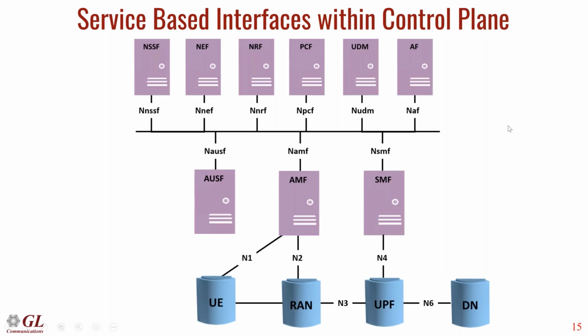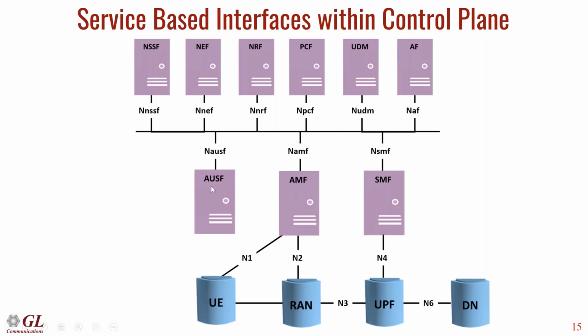This is a kind of service-based architecture. So here these are service-based endpoints. Actually, they host the services performed by them. All the other network functions access these services by using HTTP REST APIs. For example, the UDM hosts services like subscriber data management, which can be accessed by either the AMF or SMF.